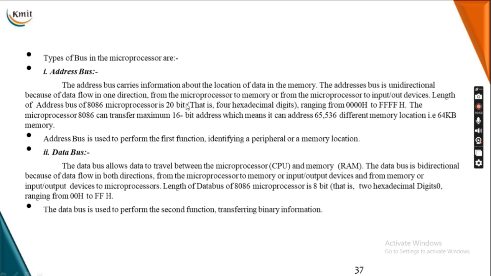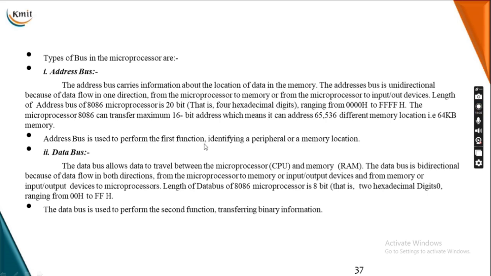So the length of address bus is 20 bit, nothing but 4 hexadecimal digits ranging from 4 zeros H to 4 FH, nothing but 64 kilobytes. It is the address bus. Address bus is used to perform the first function, identifying a peripheral or a memory location. Right? First thing is we need to identify what is the memory location present.